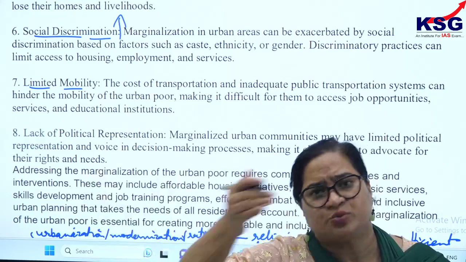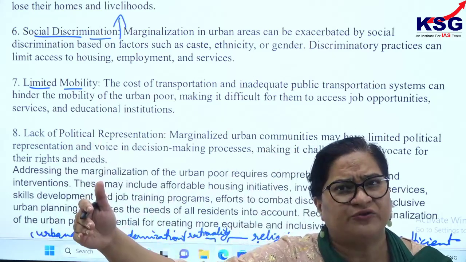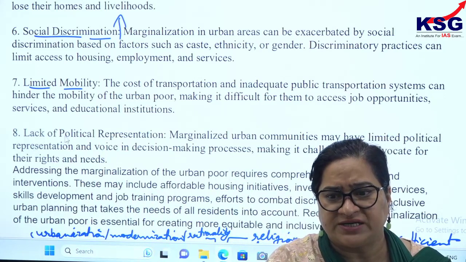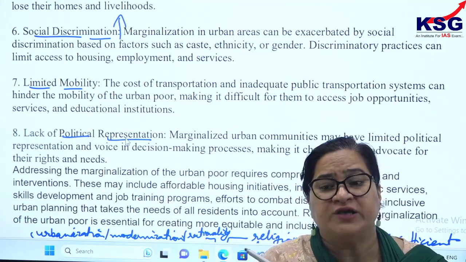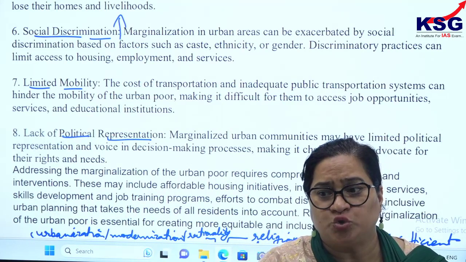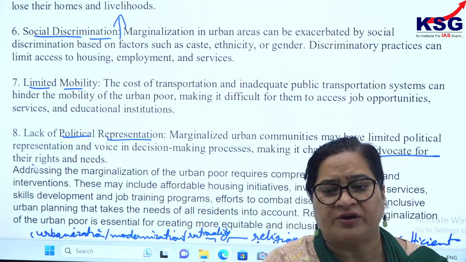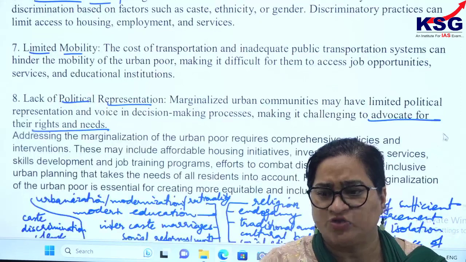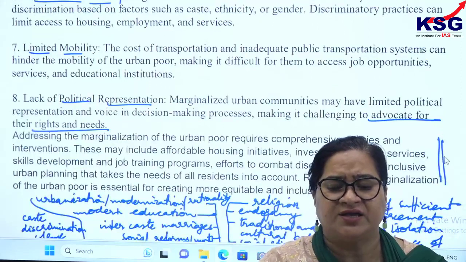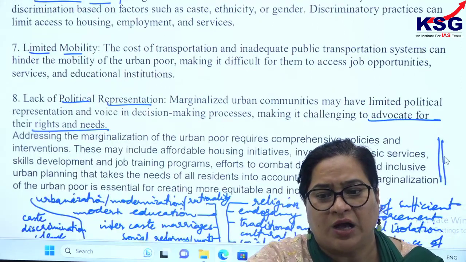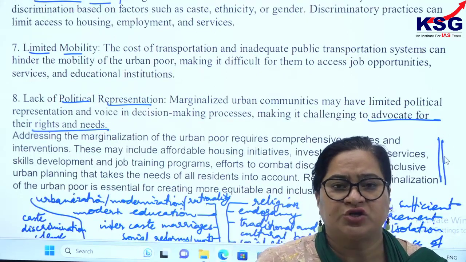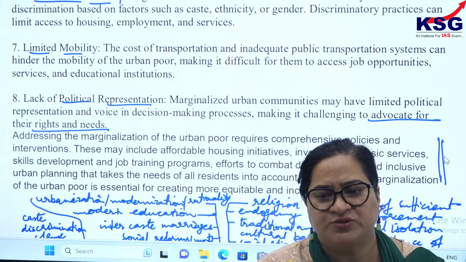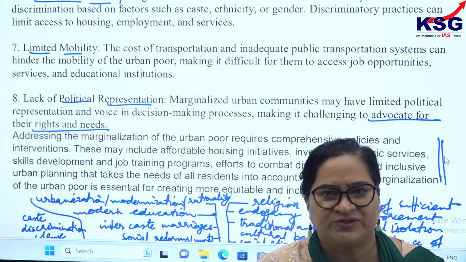This marginalization will push you to the possibility of struggling even for survival. Again, lack of political representation will make you voiceless. So you won't be able to raise your voice for your rights and needs. Okay, and then a brief suggestion related to how you can address the issue of marginalization, how you can create the dimension related to marginalization. Okay, so this is what you're supposed to deal with in terms of this question paper.